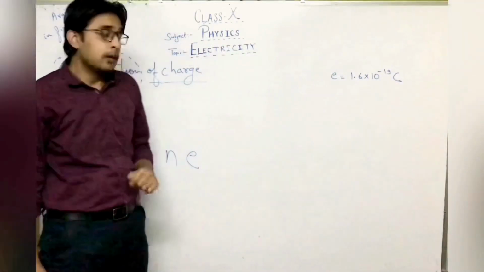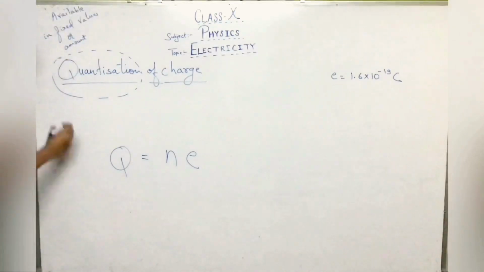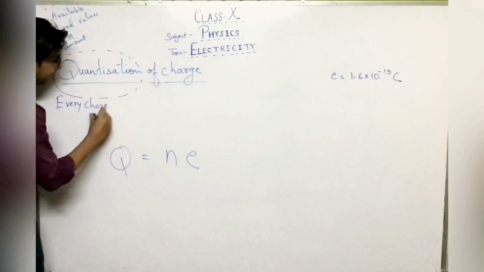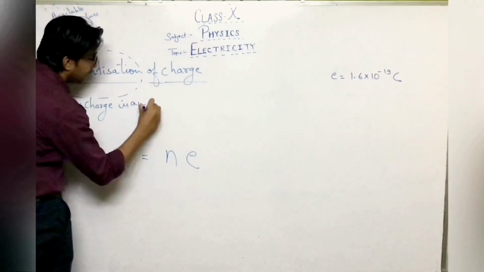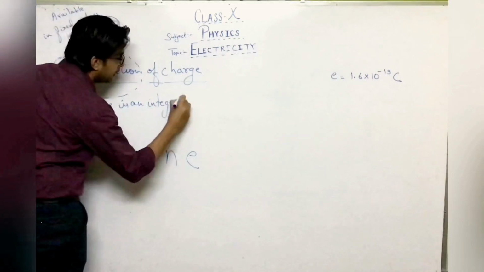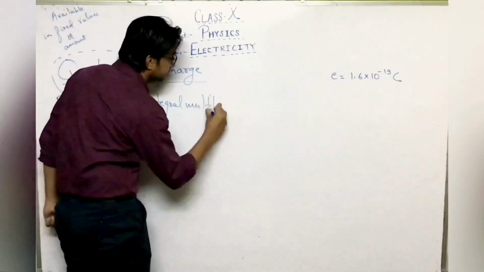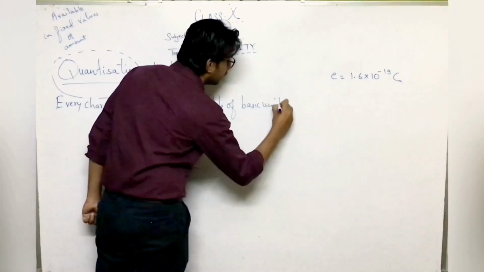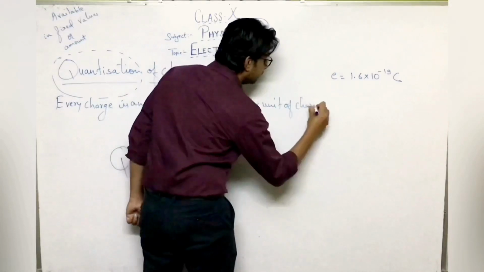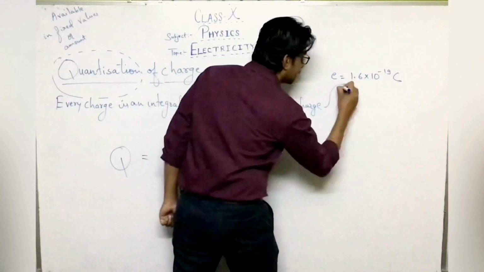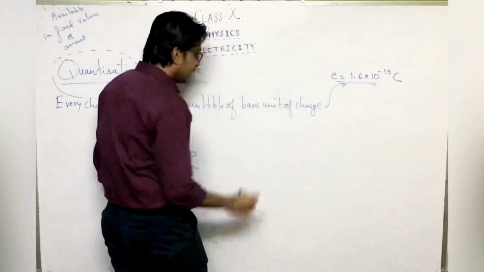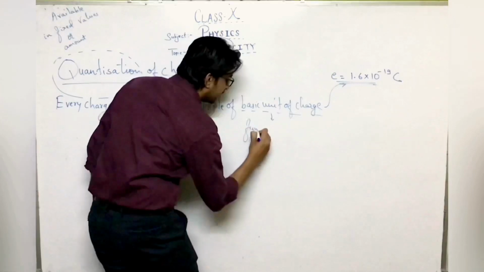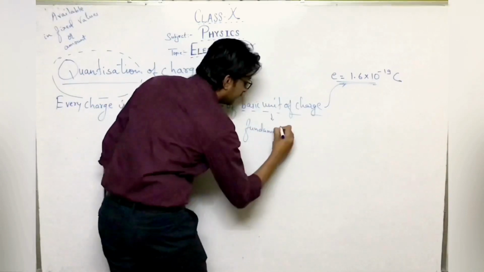Okay. I will write the concept. Every charge is an integral multiple of the basic unit of charge. This is the basic unit of charge. Now this basic unit of charge is also known as fundamental charge. What is it known as? Fundamental charge.